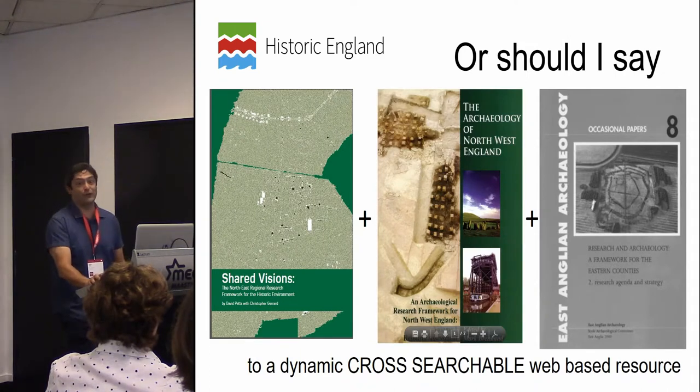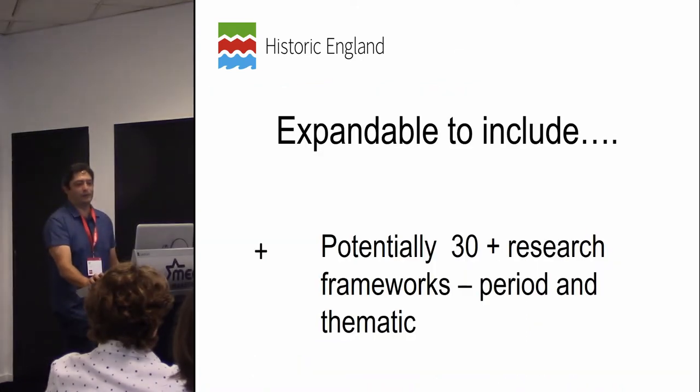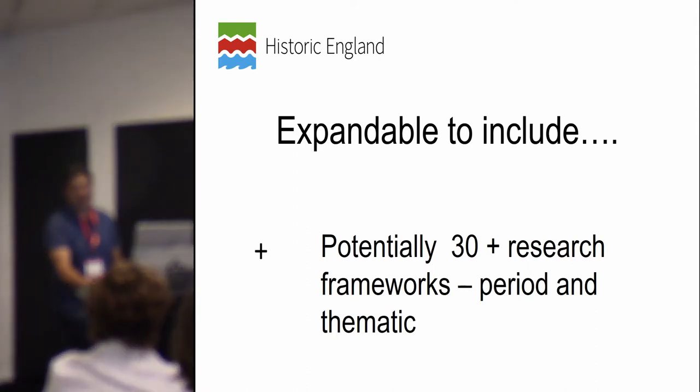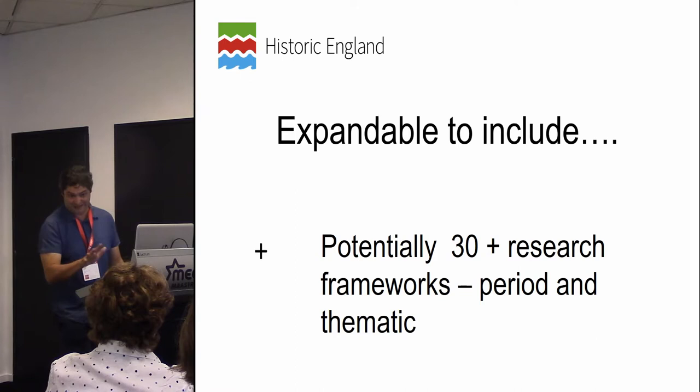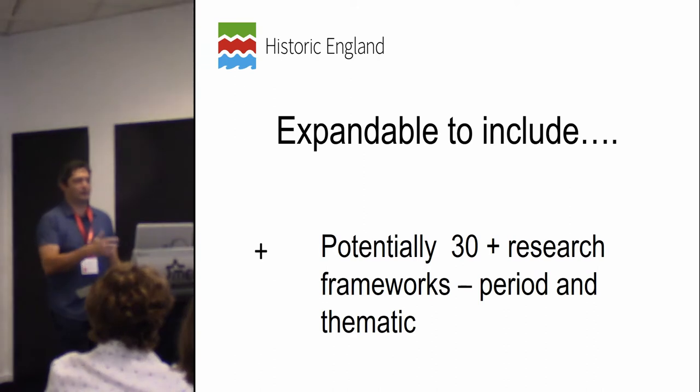Actually, we want to do all three. So you can cross-search, for example, I'm interested in the Roman period, I'm interested in a certain element. What research questions do you have across a pipeline between the northeast and northwest, between counties? I will be able to search across that. But the actual platform is going to be expandable because there are probably actively about 35, 40 research frameworks out there, and there's absolutely no reason why we can't put them all up there and do the same thing. There are some differences we'll talk about on why we need to change how we produce these, but in terms of the website or the platform, it's expandable.